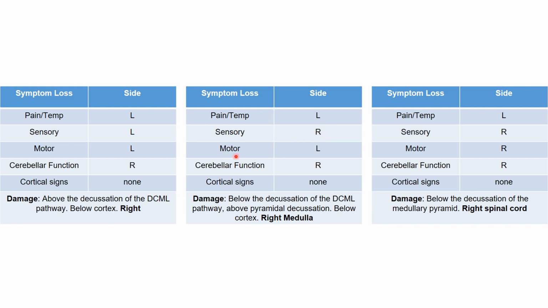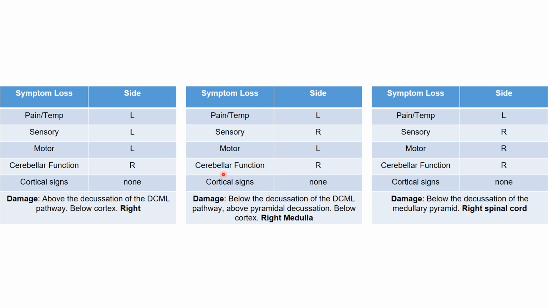When I go to motor, I see that motor loss is on the same side as pain and temperature. That means that this lesion had to happen before motor decussated to the opposite side. So if pain and temperature and motor are lost on the same side, while sensory is lost on the contralateral side, this is going to tell me that this lesion is somewhere between the pyramidal decussation and the decussation of the dorsal column medial lemniscus. So this is telling me I'm somewhere in the right medulla, and this is specifically going to be in the closed medulla.